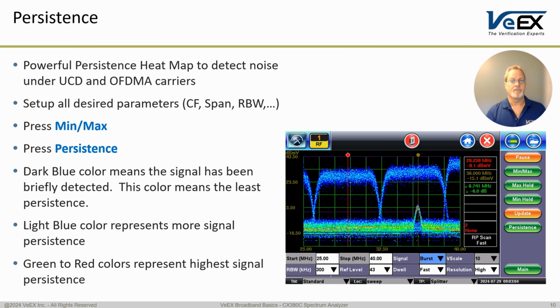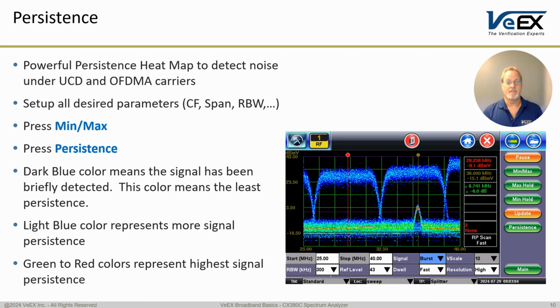The persistence mode is a useful tool in the spectrum analyzer's toolkit. It is beneficial in detecting noise under a UCD or OFDMA carrier in the return path. To activate the persistence mode, first set up all parameters of the spectrum analyzer. Switch the meter to persistence mode by selecting the min-max button and then selecting the persistence button.